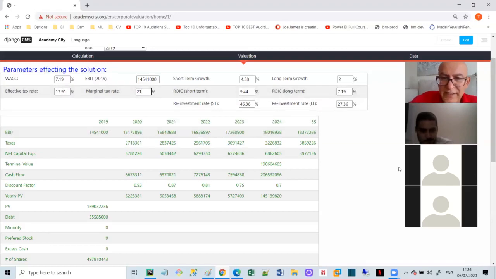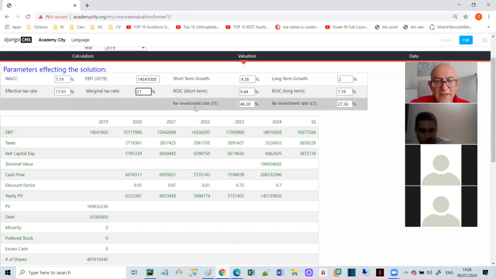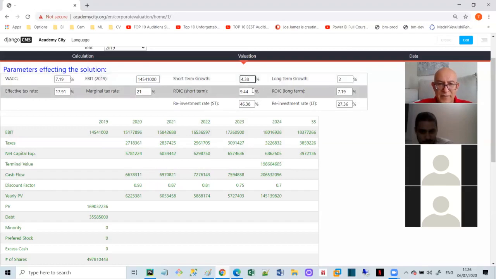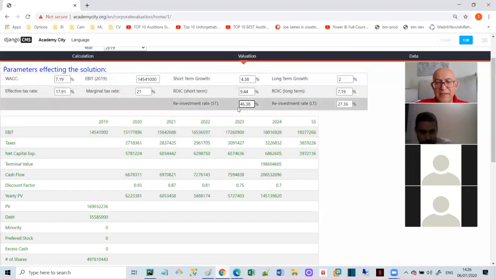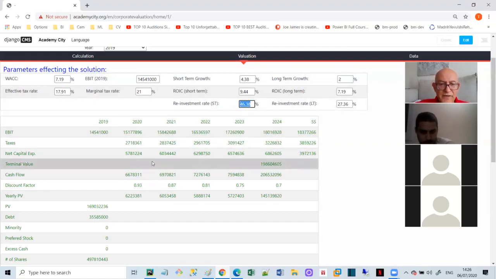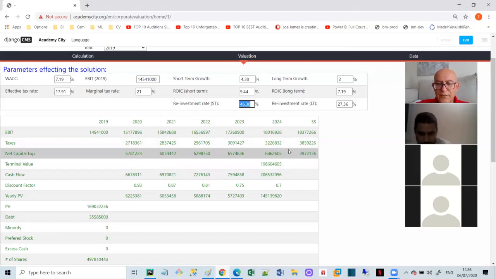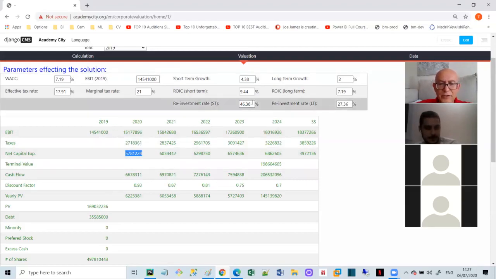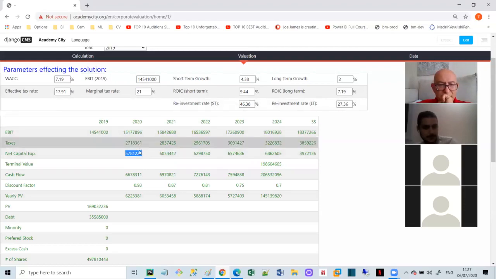Don't get lost. Then when you calculate the reinvestment rate, you use growth rate divided by ROIC, you get the reinvestment rate. This number we use only for the first 5 years. For the steady state, we do this one divided by this one, and we get a different reinvestment rate. This is the number I multiply by this minus this to get this number. How do I get this number? I take this minus the taxes, and whatever comes out, I multiply it by 46%. That's what gives me this number.